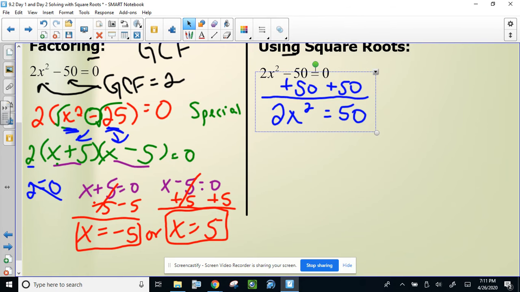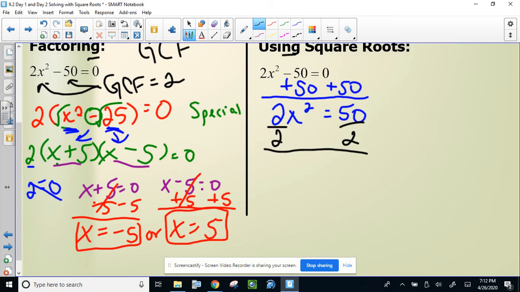So instead of looking for the greatest common factor first, I could add my 50 over to the other side. So I'm trying to get x by itself. And so then to get x squared by itself, I need to get rid of this 2 that's in front. So I could undo my order of operations. I could get rid of my 2. That leaves this as x squared equals 25. And then to get rid of the square term, I would have to square root both sides of the equation.